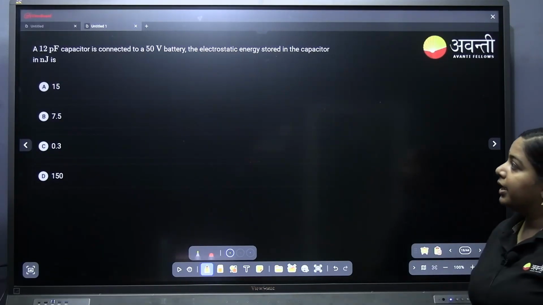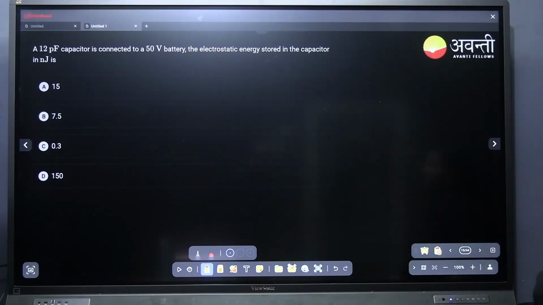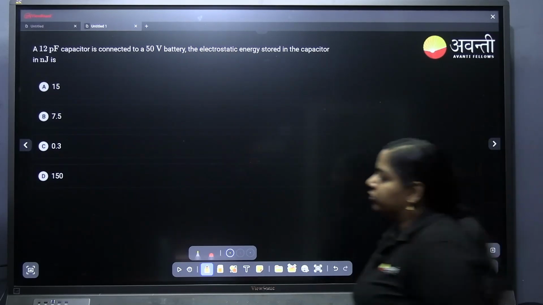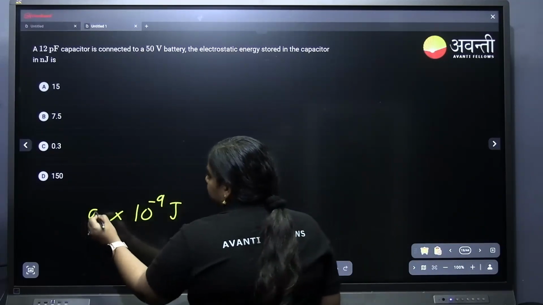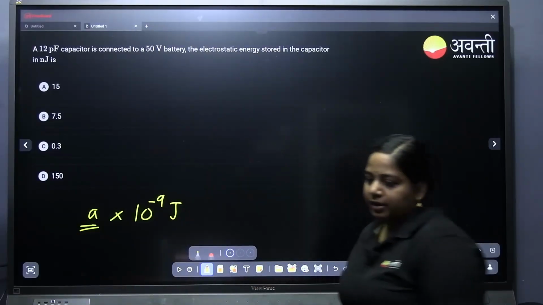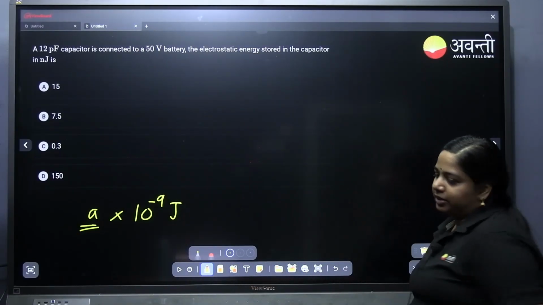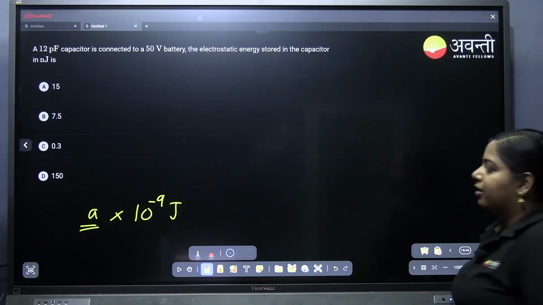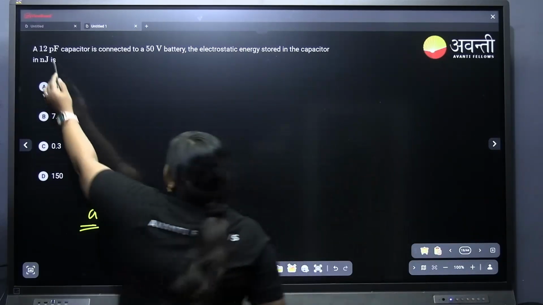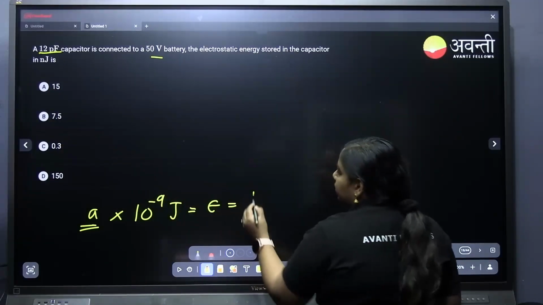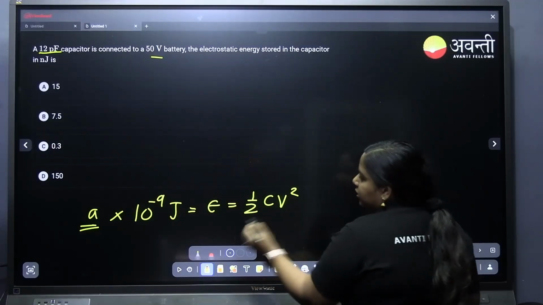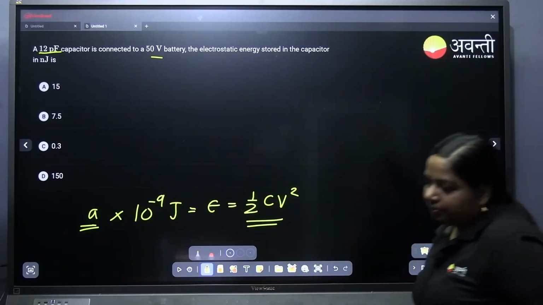Next one, a 12 picofarad capacitor is connected to 50 volt battery. The electrostatic energy stored in capacitor in nanojoule. Nanojoule means into 10 to the power minus 9 joule. So you find this. Energy stored in capacitor. Direct formula question only. What is the formula? What is given? C is given, V is given. So energy is equal to half C V square. Direct formula.